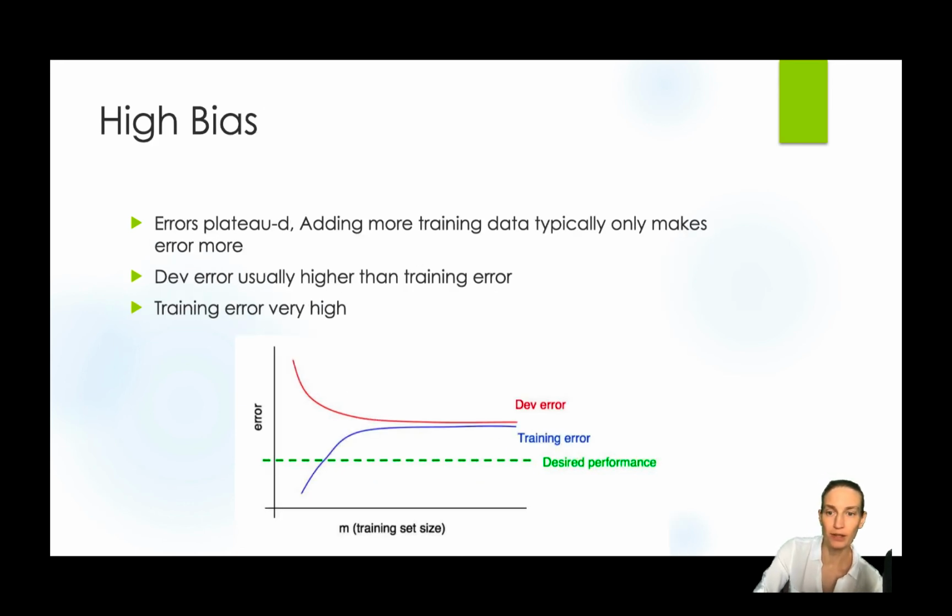Here's an example of a model that was trained, and the resulting model has a high bias error. What makes this high bias error? It's underfitting. The training error is much higher than we thought, and the dev error is usually higher than the training error, but most typically the training error is very high. It's important here to note that even if we add more training data, it just doesn't improve the result.